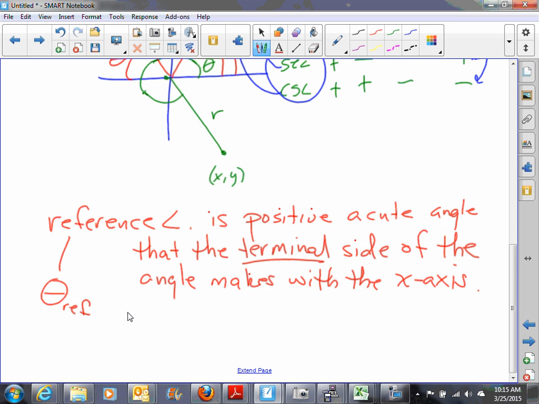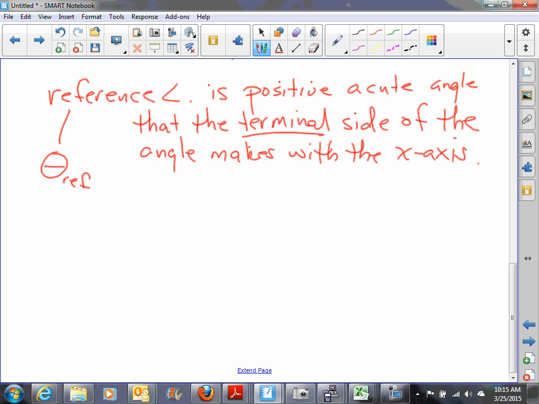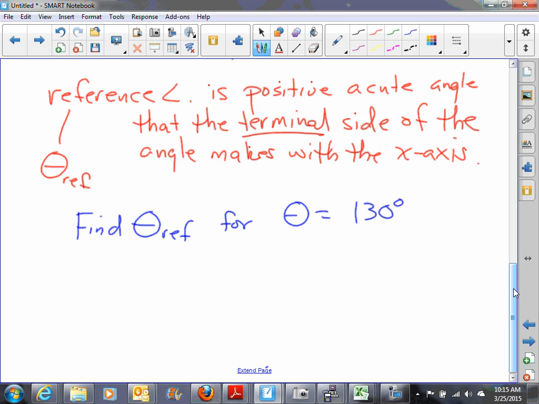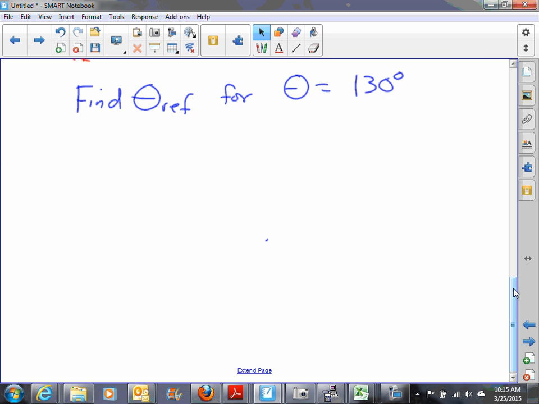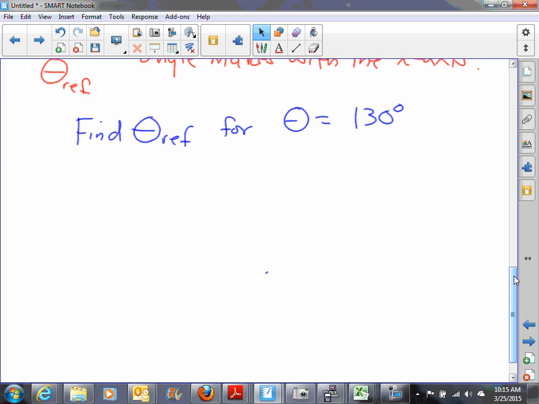So let's take a look at what we mean when we say find the reference angle. Okay, so let's start with a simple one. Find theta ref for theta equals, let's say, 130 degrees. Now, definition: the reference angle is the positive acute angle that the terminal side of the angle makes with the x-axis.